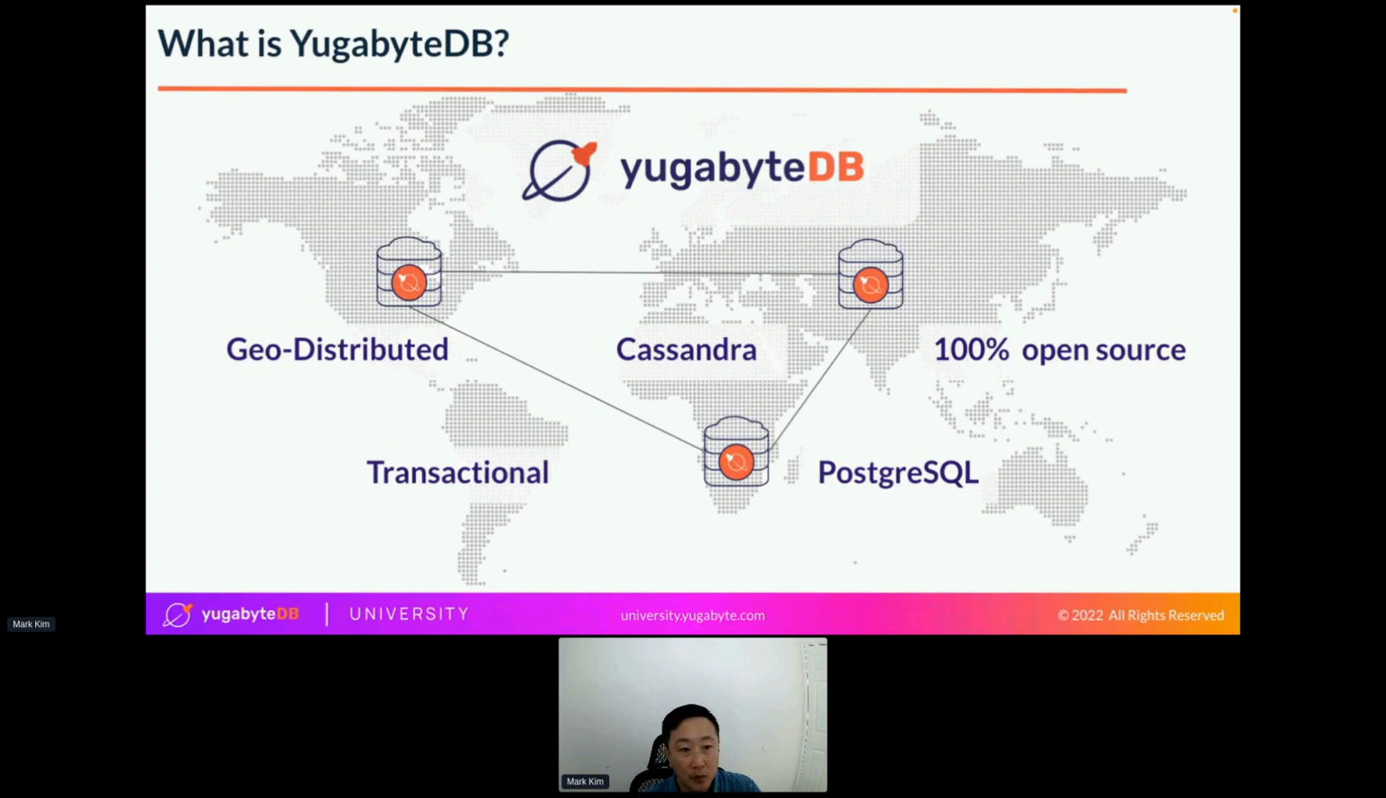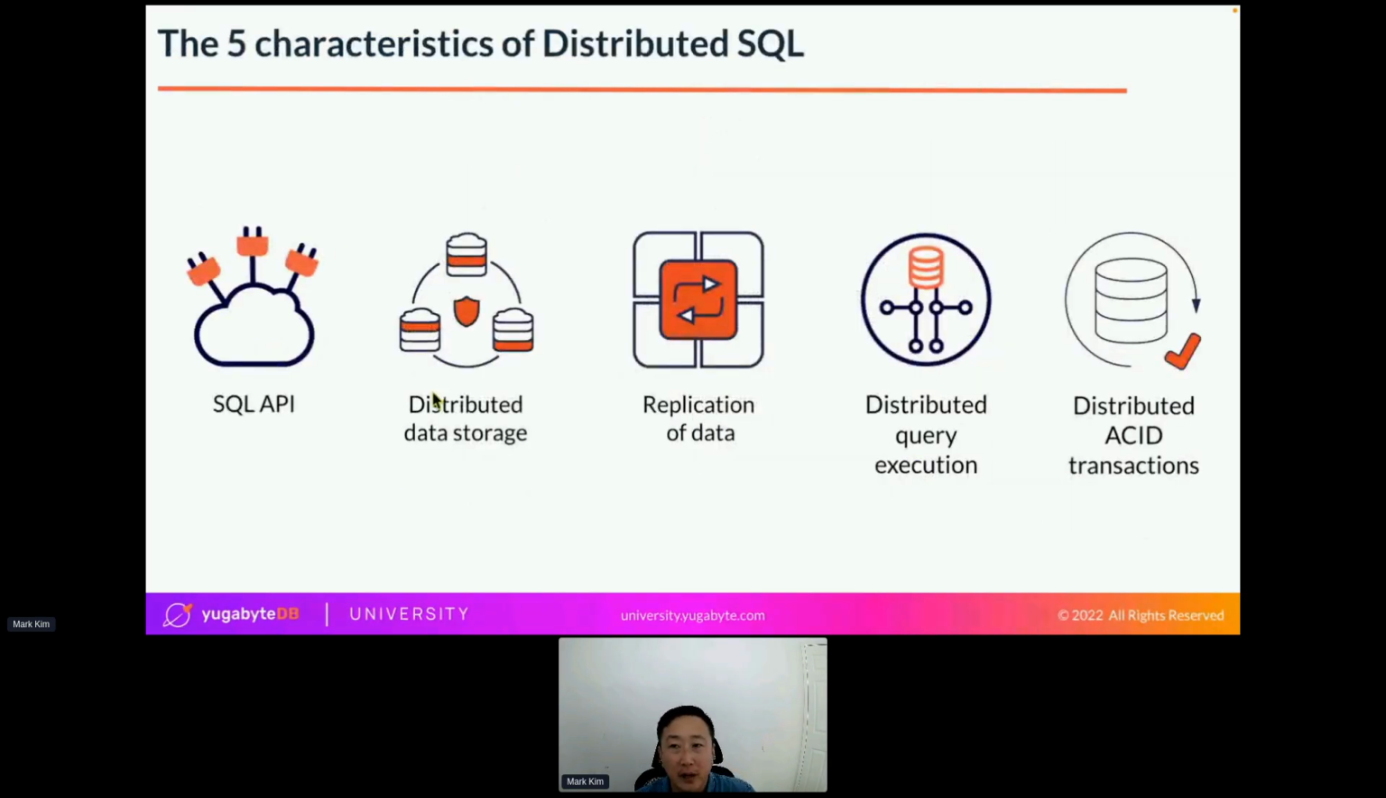YugabyteDB also supports online transactional processing, particularly for mission critical applications. It's a great fit there because it has so much availability and resiliency. YugabyteDB is also compatible with PostgreSQL and Cassandra APIs. Since we are here at Distributed SQL Summit, it's very important to know exactly what distributed SQL actually is and what the requirements are. A few of the requirements are shown here, five to be exact.